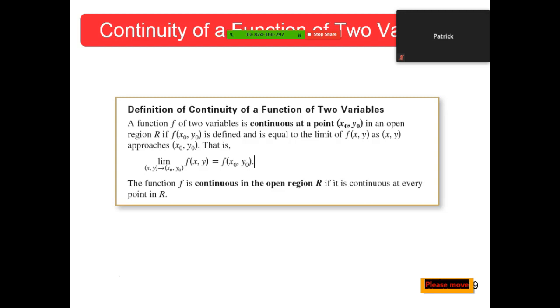So the function f of two independent variables is continuous at a point x0, y0 that's in the domain of those two variables, okay? x0, y0 in an open region, not called intervals anymore, region R, if the function f of x0, y0 is defined. There's the key. The function has to be defined at that value. Earlier we said it didn't have to be. For it to be continuous, it must be defined there. But not only must it be defined there, but it must be equal to the limit of f of xy as xy approaches x0, y0.